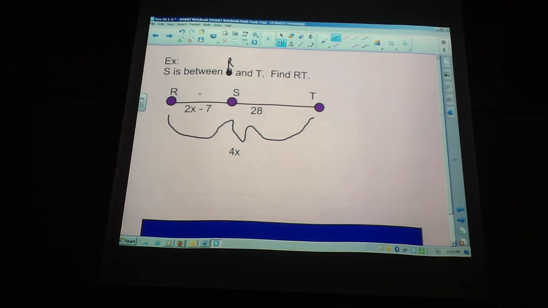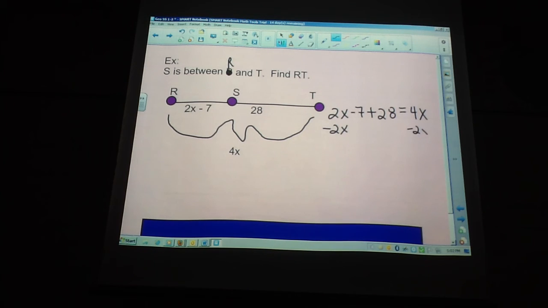So if we think back to the segment addition postulate, then the two small pieces added together equal the big piece. So I'm going to say 2x minus 7, that's this first small piece here, plus the other small piece is 28, equals the big piece, which is 4x. Well, now it comes down to a little algebra work. So hopefully you realize that you've got to get your x's on the same side. So most of you, I'm guessing, are going to subtract 2x from here.